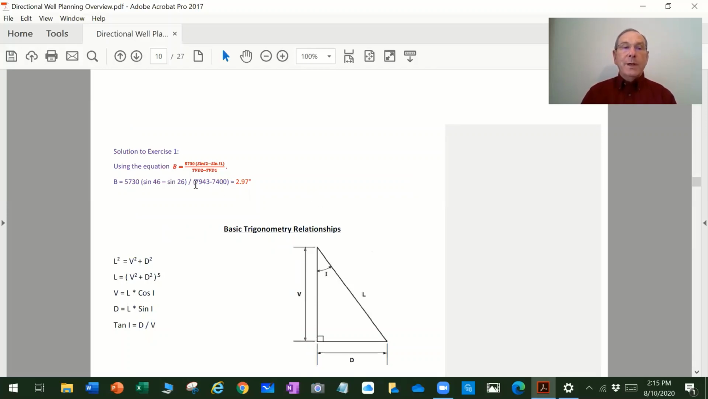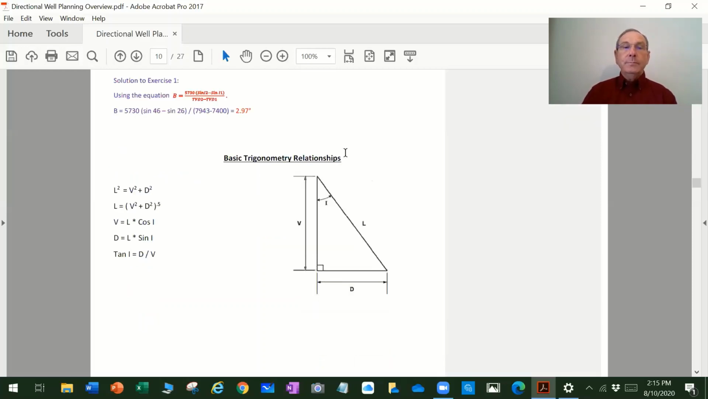There's no difference, it's 543 feet. If we put these values in, we need about a 3-degree change. And just for fun, if you had put 32 degrees in here, which was planned, you would get 2 degrees. But since we are behind on the angle, we're going to need to build at a higher build rate in order to go from 26 degrees to 46 degrees in the same amount of real estate, I would call it.